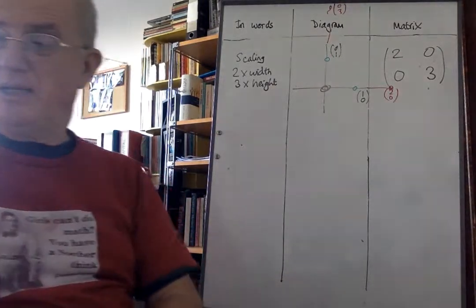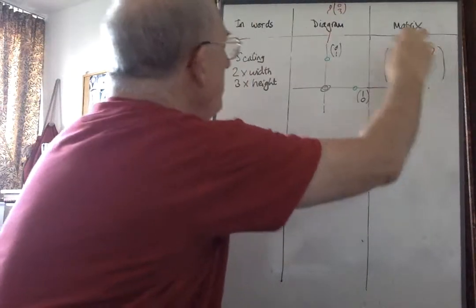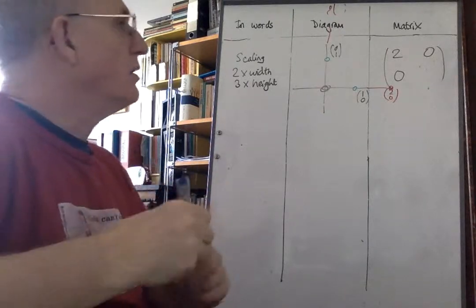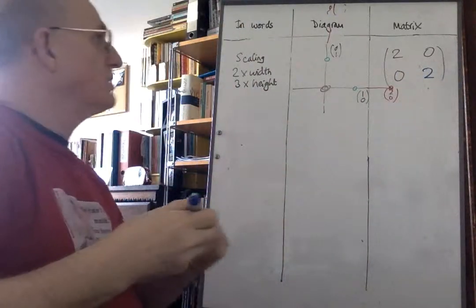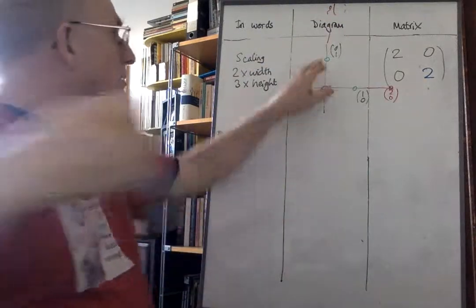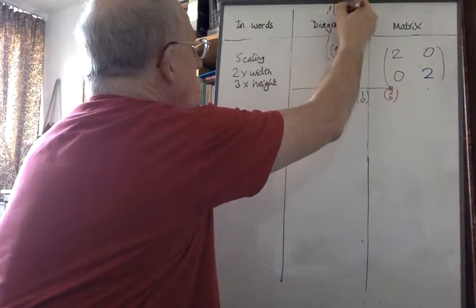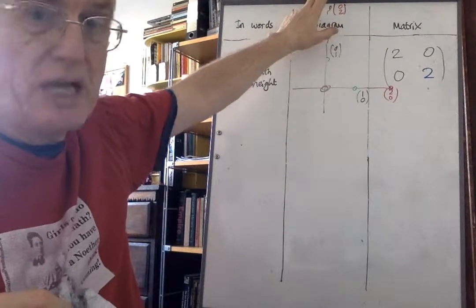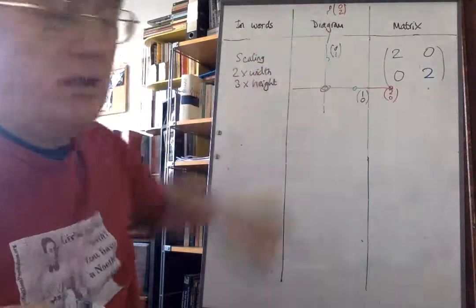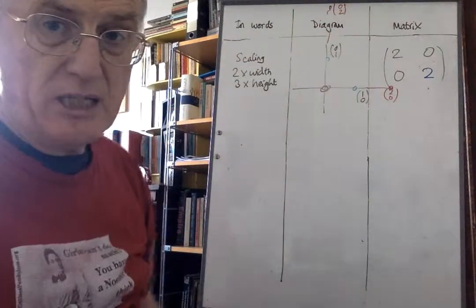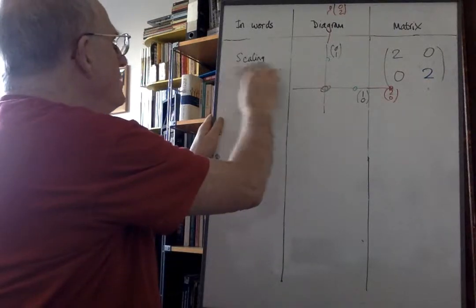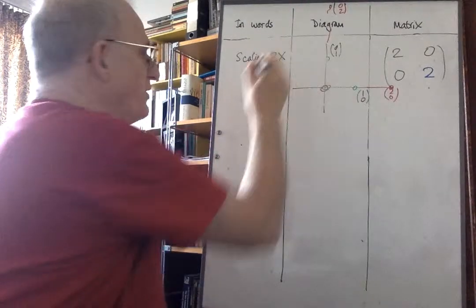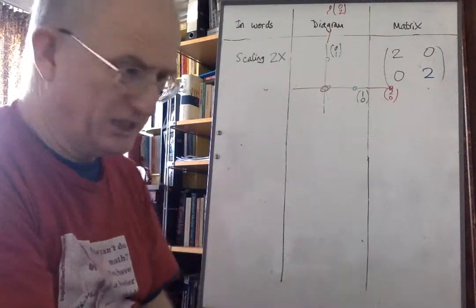If it had been just 2 here, so this point goes to not 0, 3, but 0, 2, then everything is scaled up to the same extent. The heights are scaled up twice and the widths are scaled up twice. So it's just a scaling of everything 2 times as big. It's just a magnification.